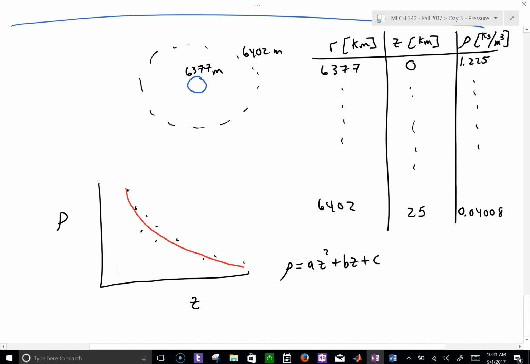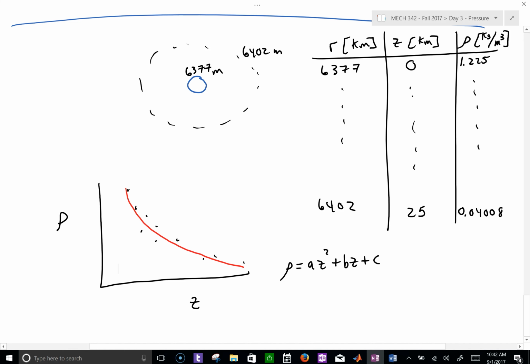1.225. So does that seem okay? You fit second order. A, B, and C are the constants that you'll end up getting.